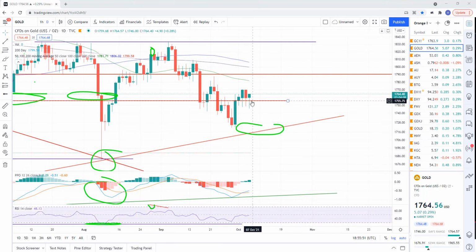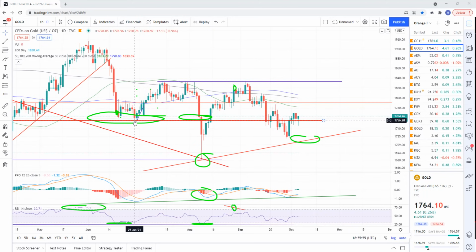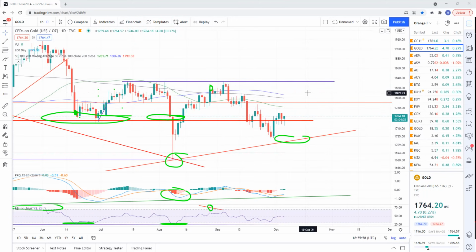Right now we're holding above the key level, 1755 right there. Nothing crazy. It's not that important of a level. I think a more important level is up here, 1832. So likely we're heading up there, and I want to see a break of that.